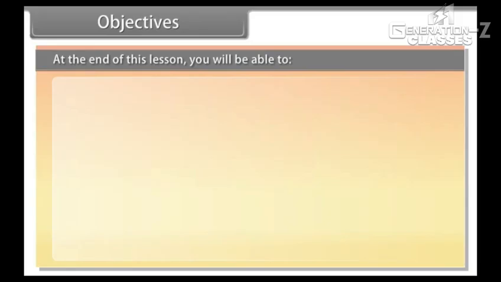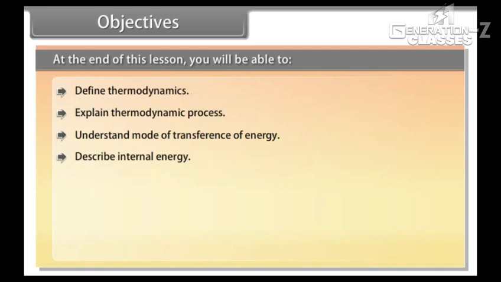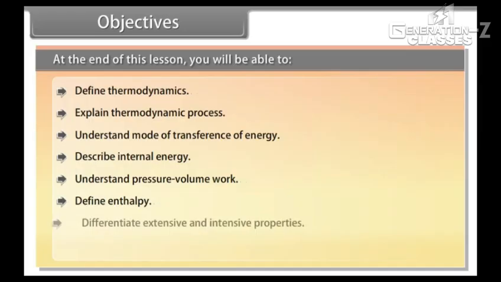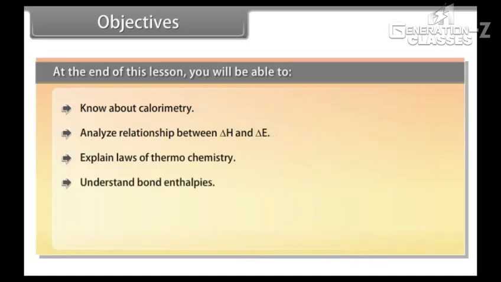At the end of this lesson, you'll be able to define thermodynamics, explain thermodynamic process, understand mode of transference of energy, describe internal energy, understand pressure-volume work, define enthalpy, differentiate extensive and intensive properties, calculate heat capacity, know about calorimetry, analyze relationship between delta H and delta E, explain laws of thermochemistry, understand bond enthalpies, define spontaneous process, calculate Gibbs energy.